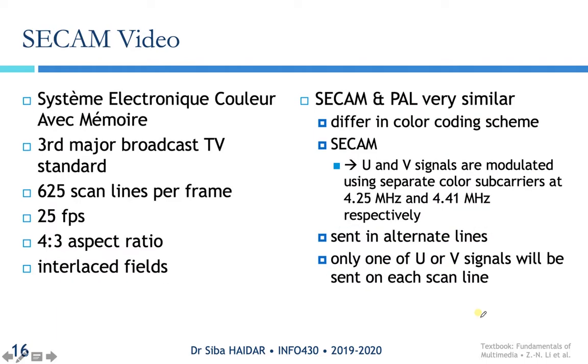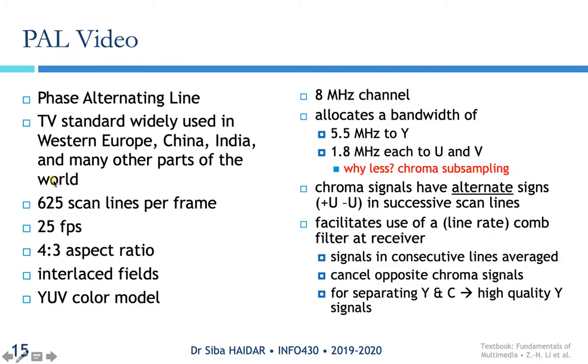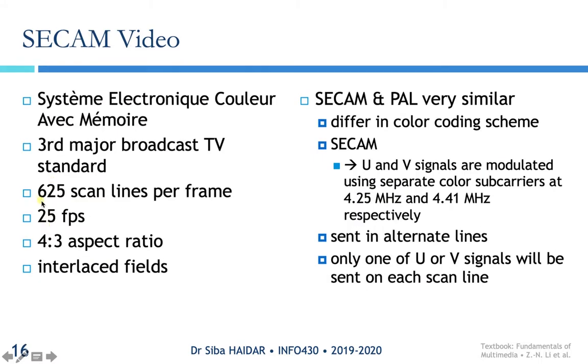In the SECAM video standard, Système électronique de couleur avec mémoire, this is the third major broadcast TV standard, which, as you can remark, uses the same parameters as the PAL video standard: 625 scan lines per frame, 25 frames per second, 4:3, and interlaced video. So PAL and SECAM are very similar. They differ only in the color coding scheme.